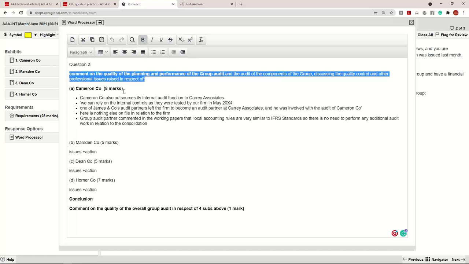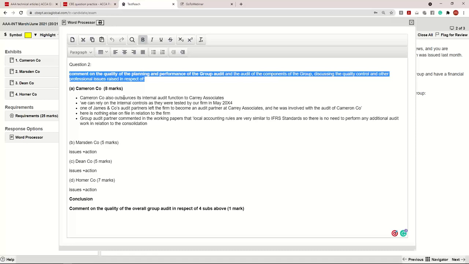When we were reading the exhibit for Cameron company, we did find multiple issues. The first issue we found was that Cameron company also outsourced its internal audit function to Kerry. So Kerry was the auditor, and they have also outsourced the internal audit function to Kerry. The second problem we got from the case was that Kerry Associate was relying on the internal controls, knowing the fact that the internal controls have been tested by the same audit firm. Then we got to know that one of the partners of James Company, which is the group auditor, has recently left James Company and has joined Kerry Associate. So there was a significant familiarity threat there. Then we got to know that there is nothing else on the file in relation to the firm.